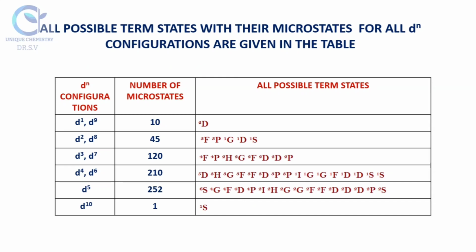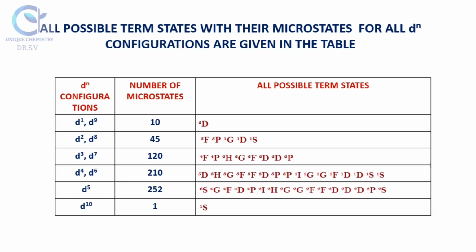Now all possible term states with their microstates for all dn configurations are given in this table. For dn configurations, d1 and d9 both have the same number of microstates, 10, and only one possible term, a doublet D. d2 and d8 both have 45 microstates, and the possible terms are triplet F, triplet P, singlet G, singlet D, singlet S. For d3 and d7, there are 120 microstates, and all possible terms are given in this table.